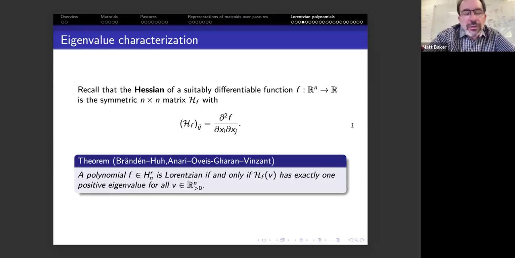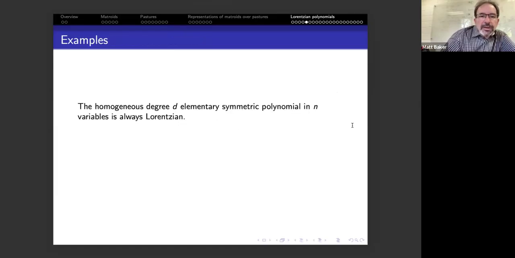Okay, so now we can also describe Lorentzian polynomials in terms of linear algebra. So there's a calculus description and a linear algebra description. And now the claim is that secretly there's also matroids lying around, even though we haven't said anything combinatorial yet. Oh yeah, let me give you an actual example. So the elementary symmetric polynomials are always Lorentzian. So for example, this elementary symmetric polynomial of degree 3 in 4 variables is a Lorentzian polynomial.